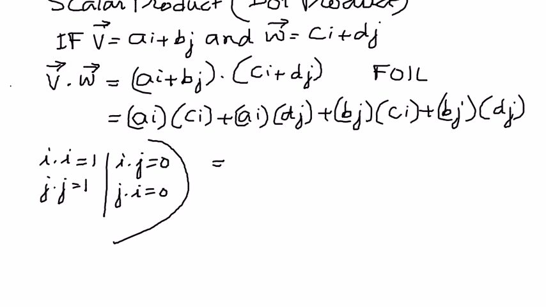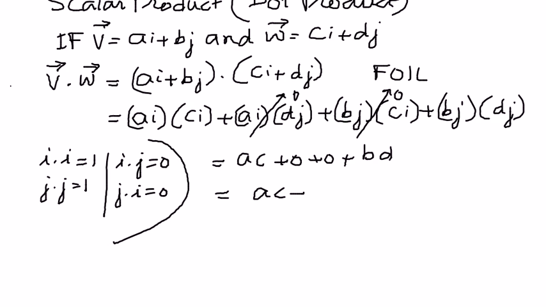AI times CI is going to be equal to AC, then AI times DJ, this is going to go to 0, BJ times CI, that is going to go to 0, and what is left here is plus BJ times DJ, which will be BD, since J dot J is equal to 1. Therefore, we can write this one as AC plus BD. Therefore, the dot product of these two vectors is going to be AC plus BD, like that.